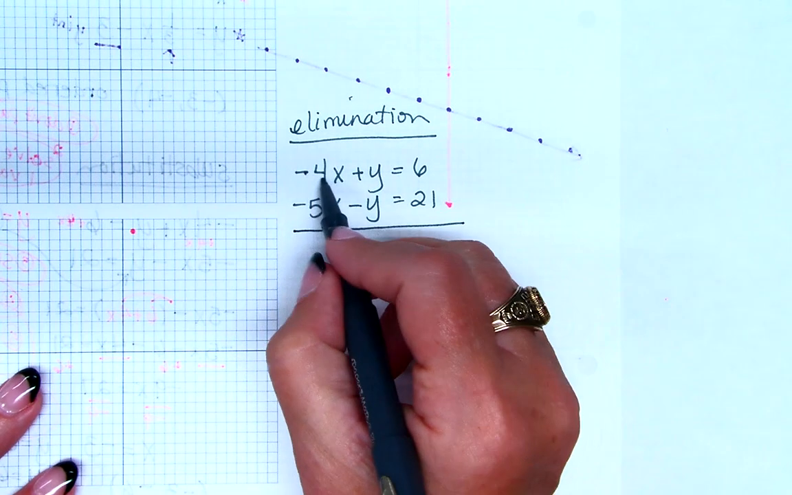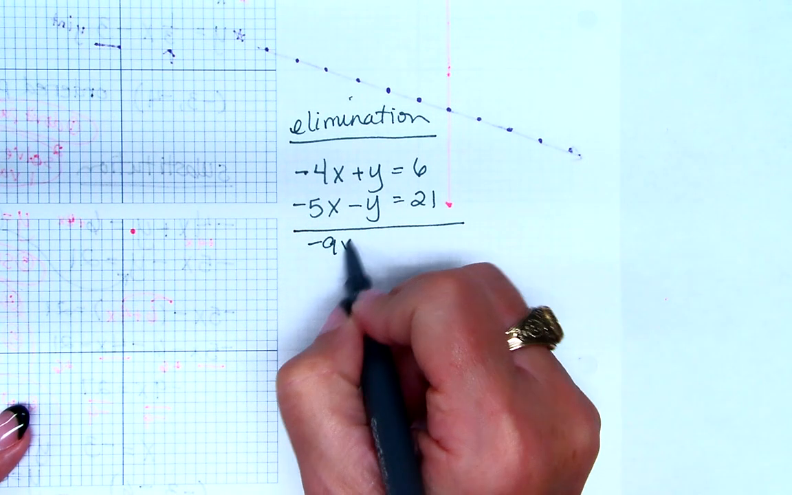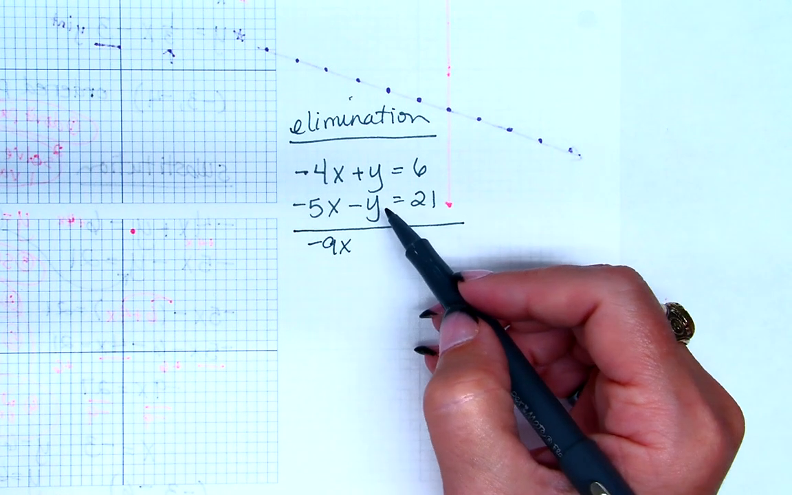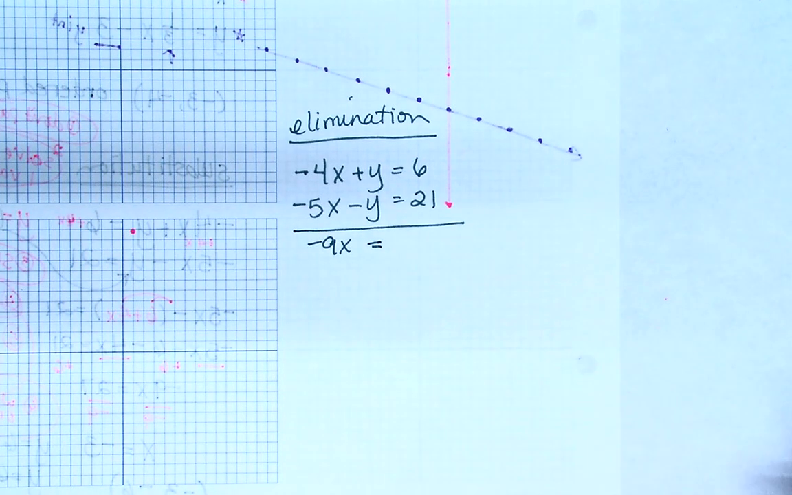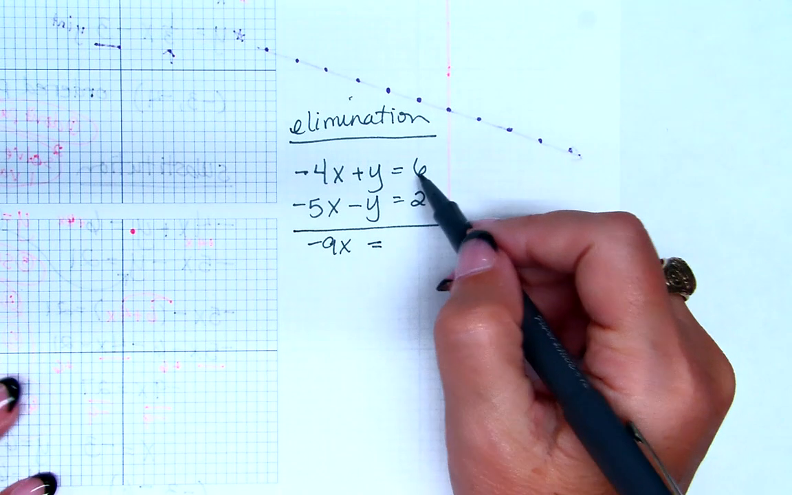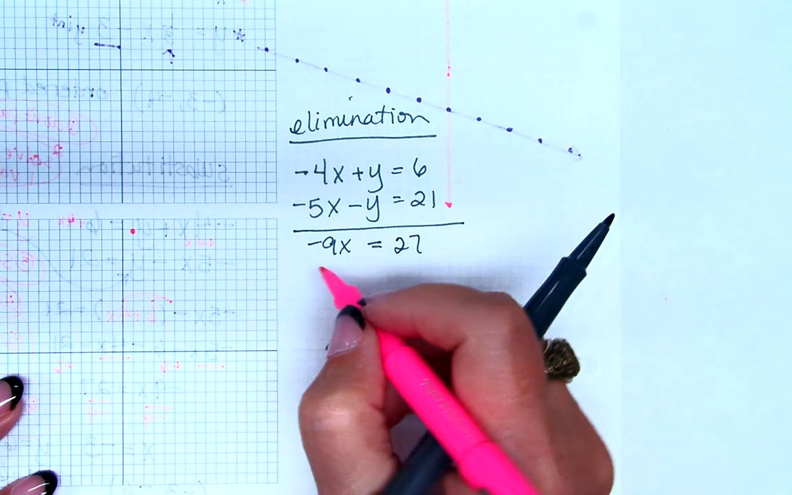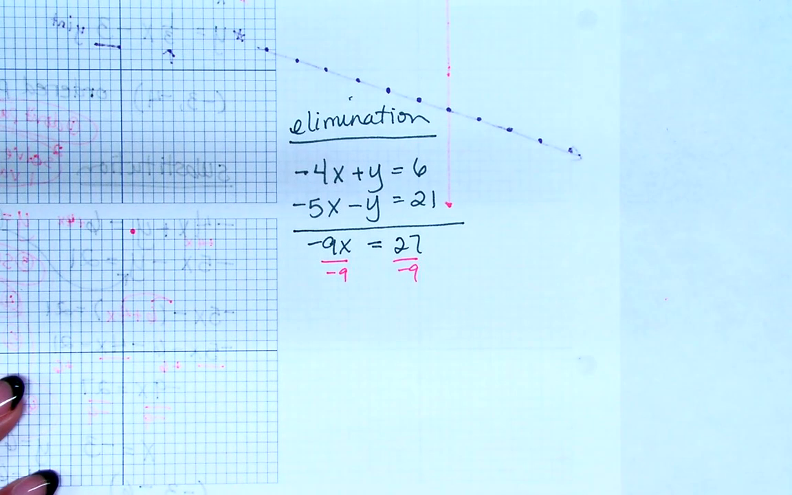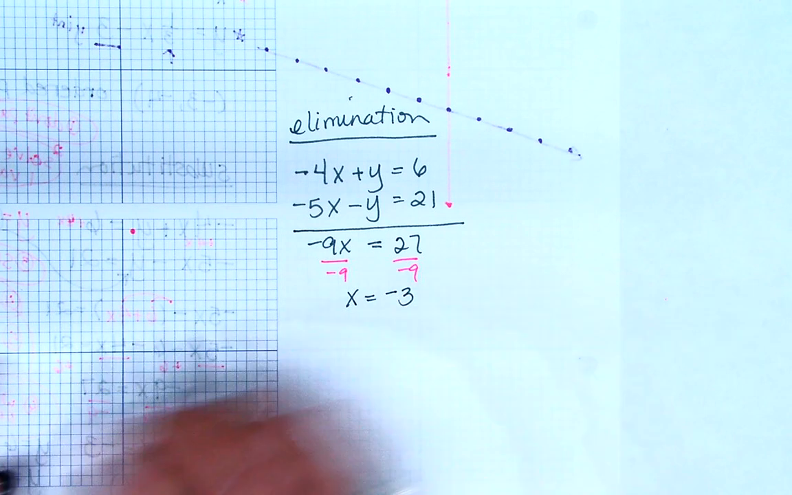So what is negative 4x and negative 5x? Negative 9x. What is y minus y? 0, right? So I don't have to pay attention to it anymore. I don't have to write 0y. I just leave it off because it's 0, right? And then 6 and 21. What's that? 27. So when I go to solve for x, I do so by dividing both sides by negative 9 and getting x equals negative 3.